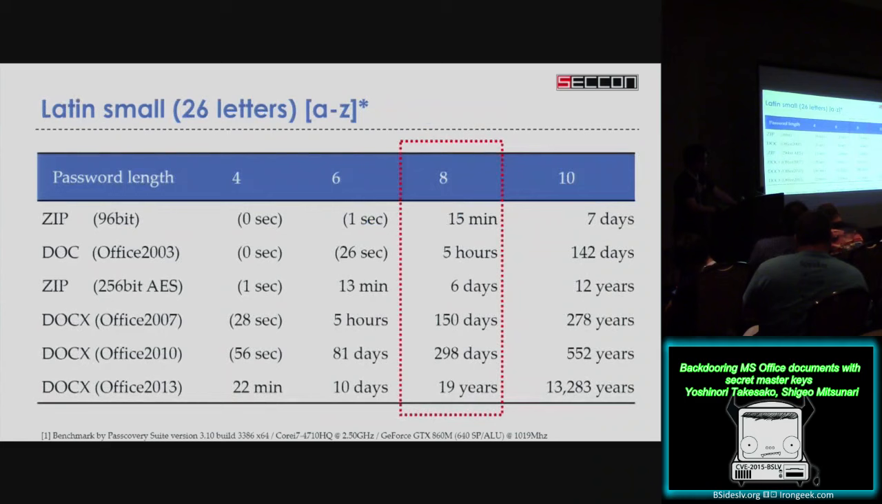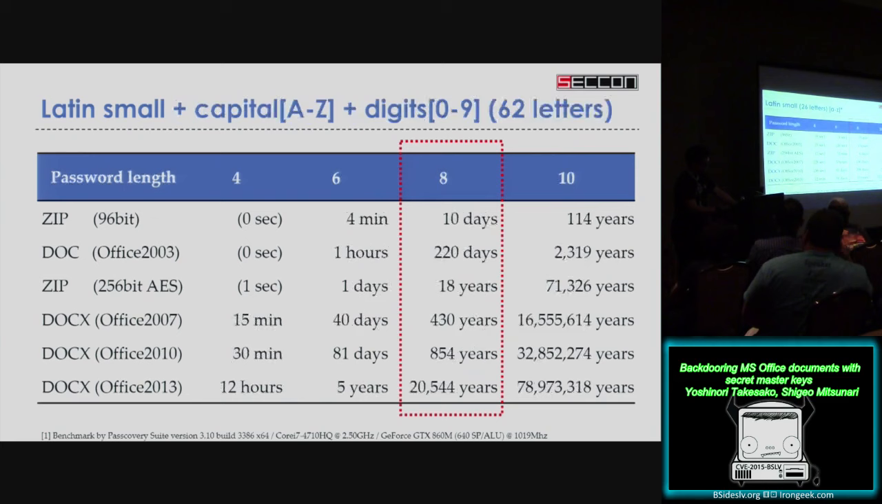The password consists of Latin small characters, Latin capital characters, digits, and special symbol characters. If the password length is 8, the time required to decrypt the encrypted classical zip file by brute force attack was 15 minutes. Its encryption key is only 96 bits. WinZip has AES encryption. The time required to decrypt the new WinZip file by brute force attack was 6 days. The time required for brute force attacking increased gradually as Office versions got newer. This is a poor password.